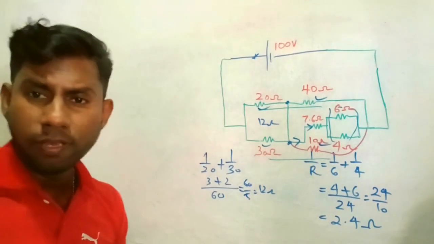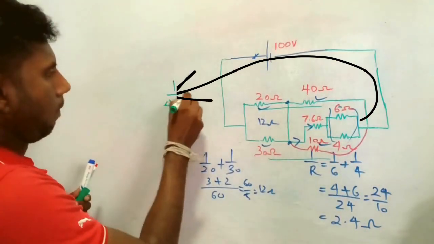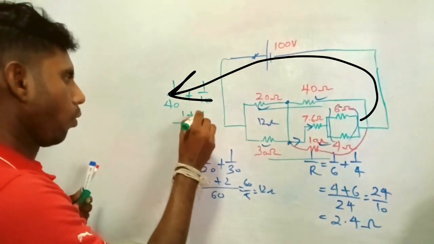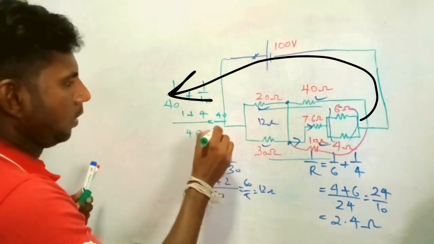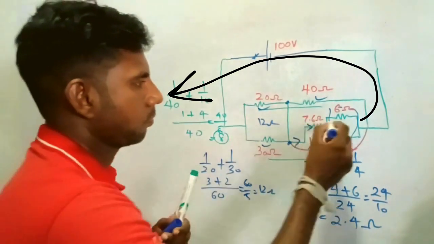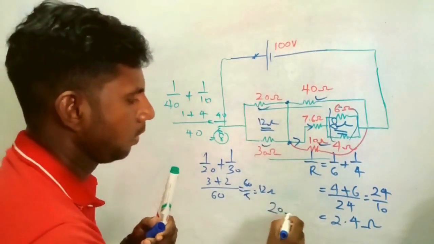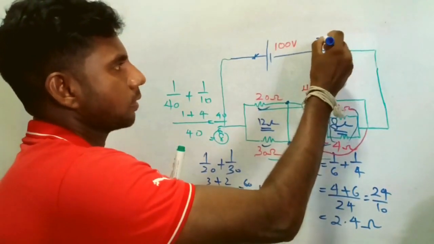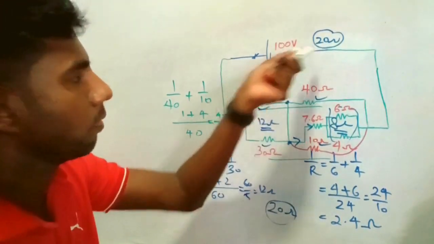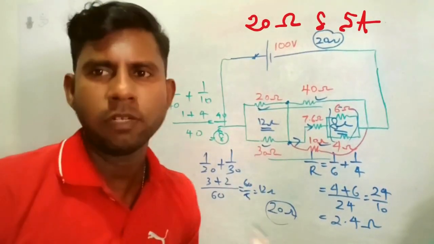And then let's simplify this one. 1 over 40 plus 1 over 10. Common denominator is 40, giving 1 plus 4. So that's 5 over 40, and the reciprocal is 8. So we have 8 ohms over here. This 12 ohms plus 8 ohms, altogether we get 20 ohms. That's the equivalent resistance, 20 ohms. So the current will be the total voltage 100 divided by 20, that's 5 amperes. Those are the answers we get for this question.